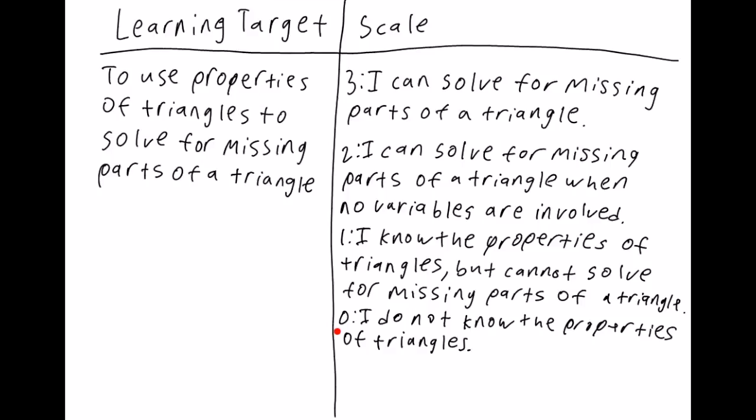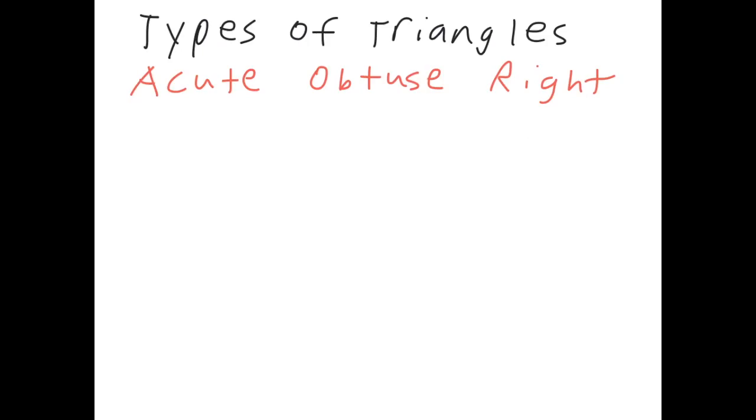Let's get started. First, we're going to talk about types of triangles. So first we have acute, obtuse, and right triangles. Now, I know you know what acute angles are, obtuse angles are, and right angles are, but now we're going to talk about acute triangles, obtuse triangles, and right triangles.